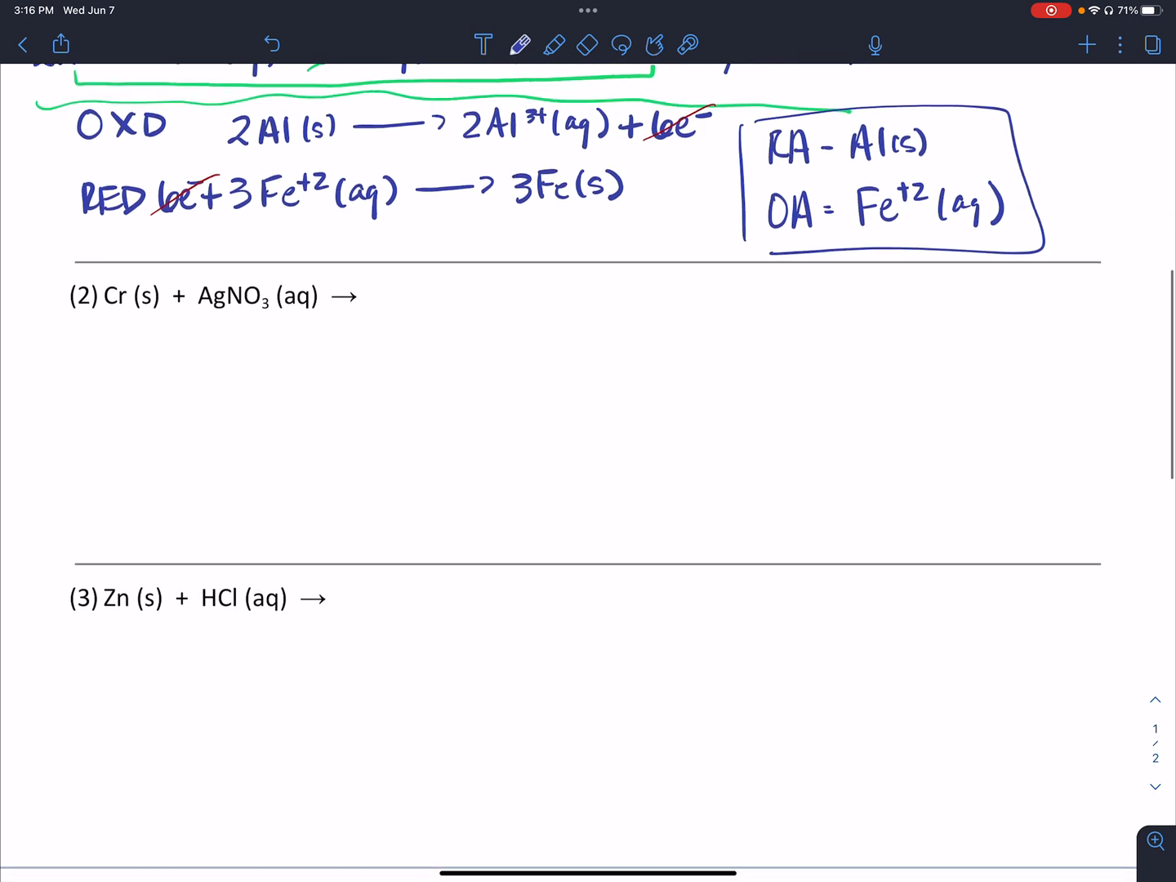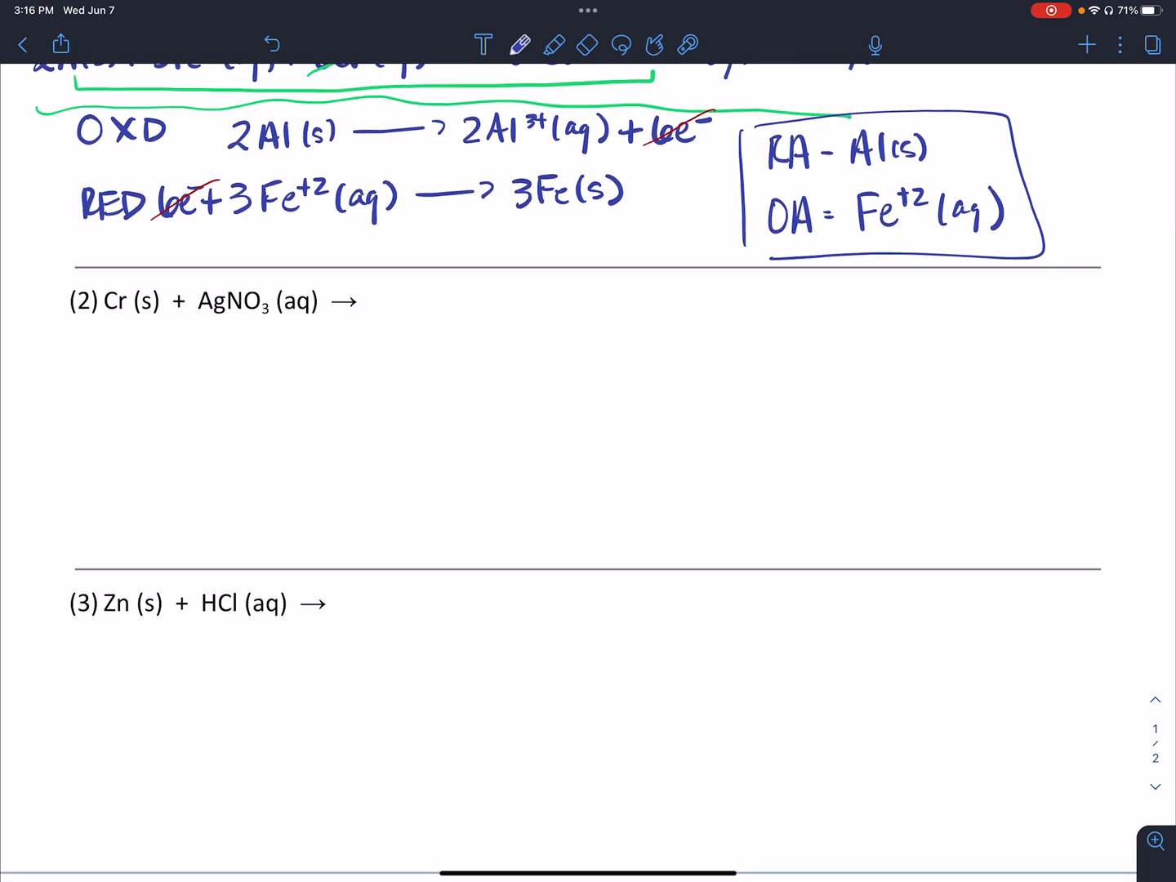All right, so let's try another one. All right, this time I've got chromium and silver nitrate. So again, I go check the activity series, and chromium is higher in the activity series than silver, so it is able to replace silver. So one of my products will be Ag solid.